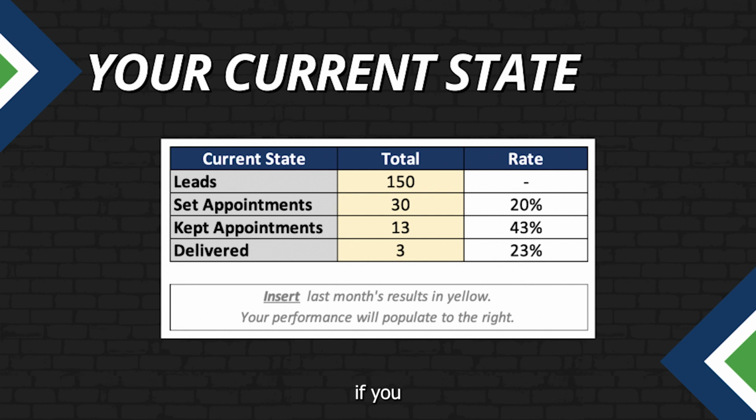What I'd like you to do is, if you have this information, put it in those yellow boxes on your worksheet, your actual information. If you know your leads, set, kept, and delivered, plug it in and you'll see the percentages to the right. Just a quick point here. If you know the information, excellent. Let's plug it in. If not, use this, right? 30, 13, and 3. But ask yourself, what if I don't know this information?